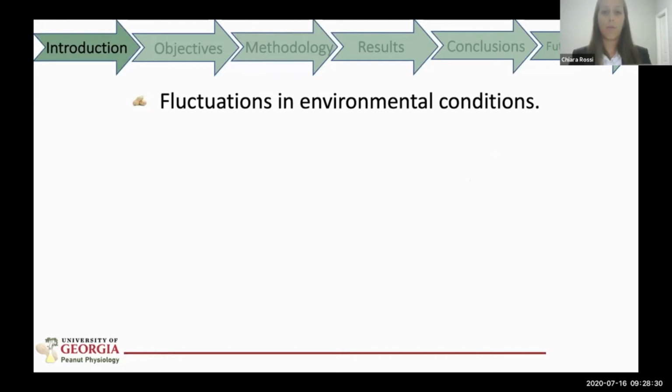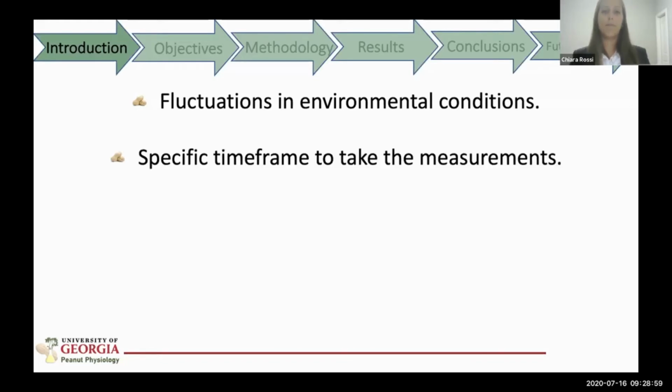However, physiological parameters are influenced by some factors. One of them is the changes in the environmental conditions. In the coastal plain of the US, for example, where this experiment was conducted, peanuts are usually planted between mid-April and mid-June. And because of this wide range of time, the plants are subjected to different environmental conditions, so they respond in different ways, and so the physiological parameter can change.